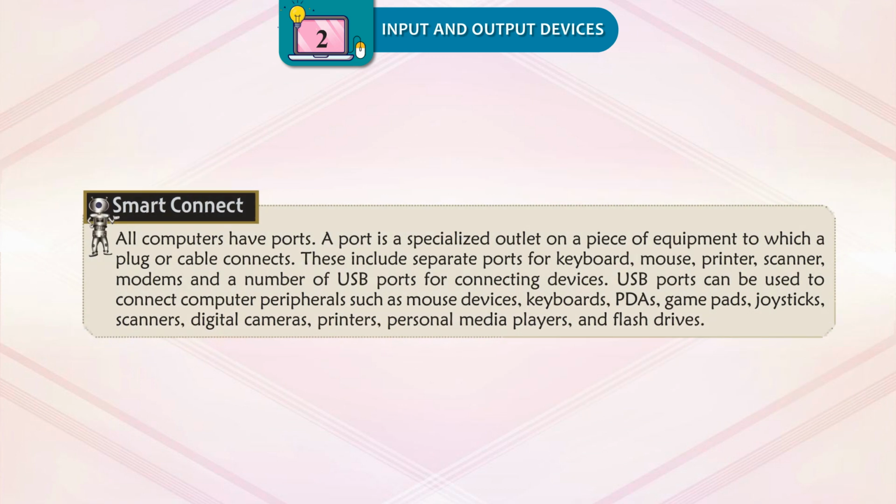Smart Connect. All computers have ports. A port is a specialized outlet on a piece of equipment to which a plug or cable connects. These include separate ports for keyboard, mouse, printer, scanner, modems, and a number of USB ports for connecting devices. USB ports can be used to connect computer peripherals such as mouse devices, keyboards, PDAs, gamepads, joysticks, scanners, digital cameras, printers, personal media players, and flash drives.